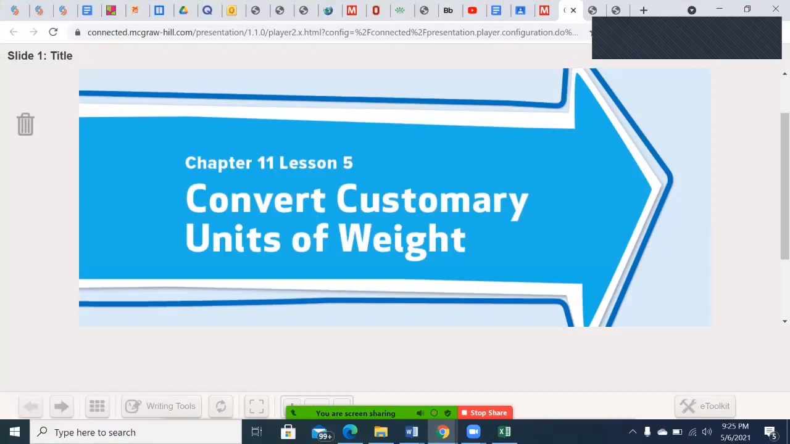Today's lesson: Convert Customary Units of Weight, Chapter 11, Lesson 5.